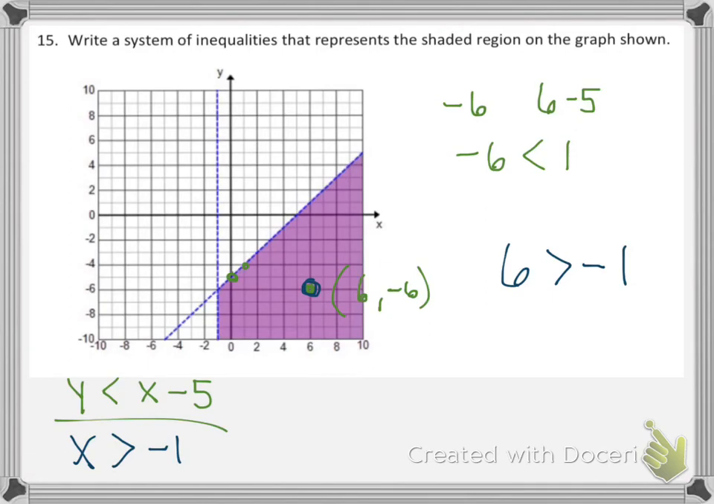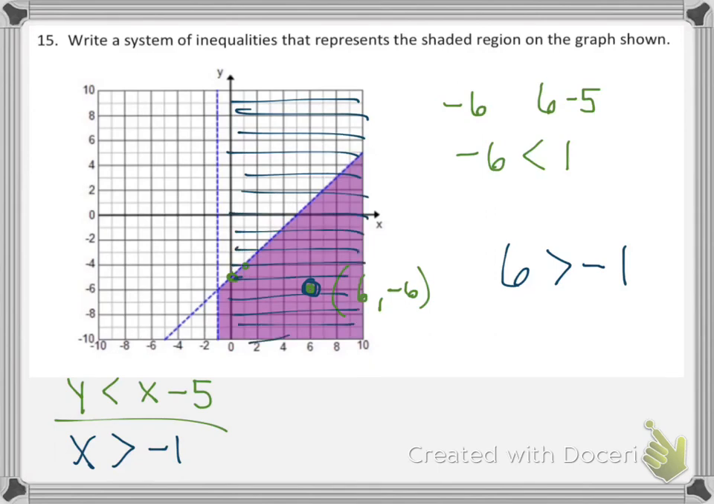Okay, and if we graph that, that would be everything shaded to the right, right? All this over here. And if we graph the other one, it'd be everything shaded in this direction. And the overlap is where our solutions lie. It's the purple area.